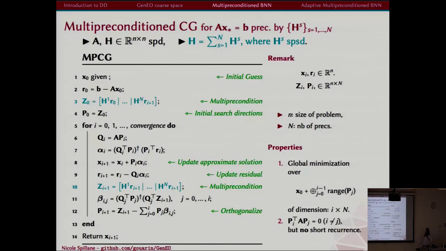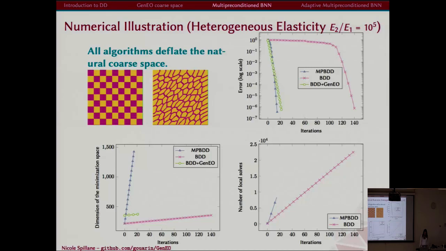Now the properties that we can deduce very easily from the algorithm are the following. So we have the global minimization property. At iteration i of the algorithm, the approximate solution x_i minimizes the error over this space, which is x0 plus the space which is spanned by all the search directions up to that point. So we minimize in an i times n dimensional space. So that's what we were, of course, aiming for, was enlarging the minimization space. And then, yeah, we do have that the blocks are pairwise A-orthogonal, but that's because we explicitly orthogonalize.